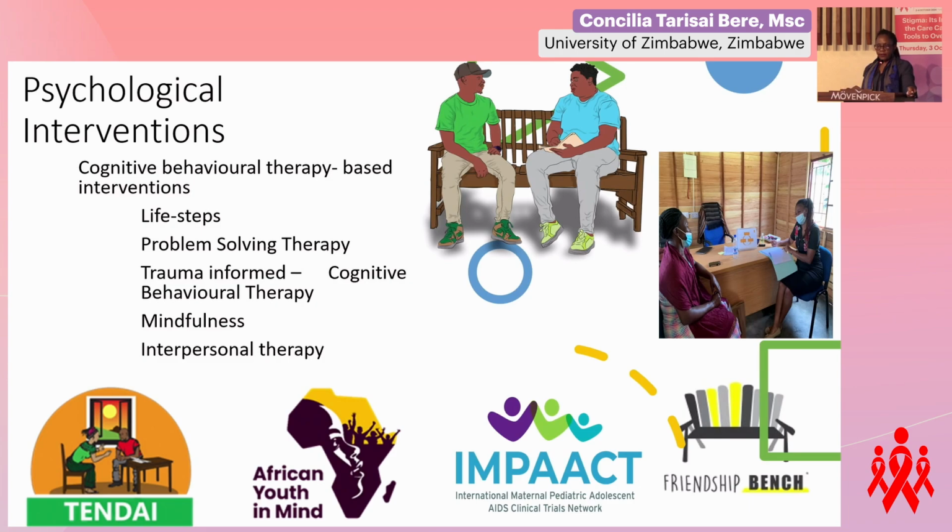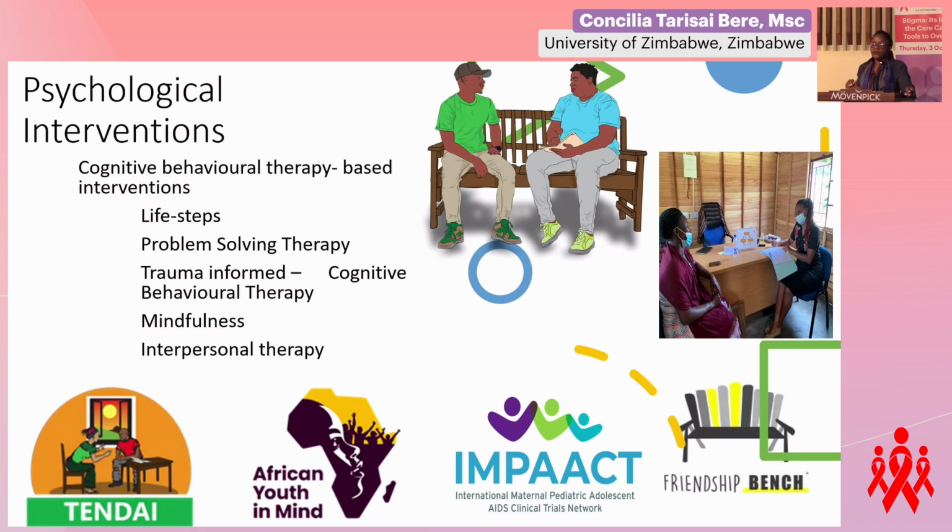And then problem-solving therapy. Problem-solving therapy would be the one that has been used by the Friendship Bench. You can see the Friendship Bench in the corner. And it also focuses on just highlighting what problems a young person might have, and after highlighting the problems, helping you to define the problems and helping you to come up with solutions for those problems that you can find solutions for. But there's some problems that would need to be managed.